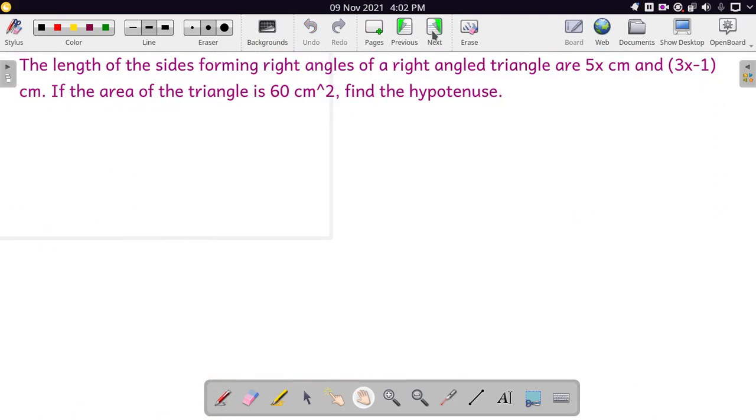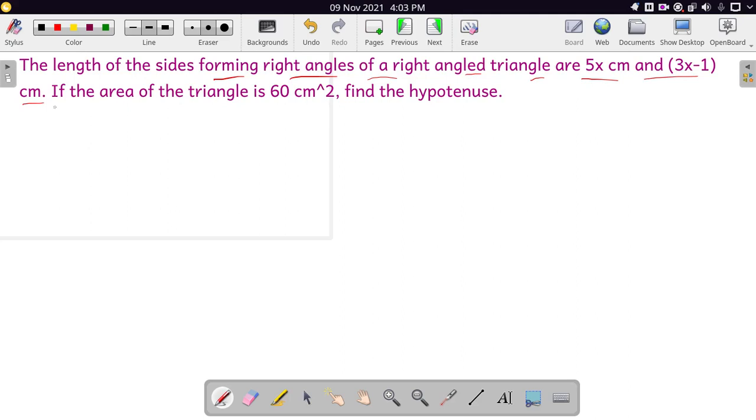Okay, simple. Now the next question. Let us see what the next question says. The next question says the length of the sides. This is another little question. We need to apply a little sort of concepts. So the length of the sides forming right angles of a right angled triangle are 5x centimeter and 3x minus 1 centimeter. So basically the variable has been provided to us.